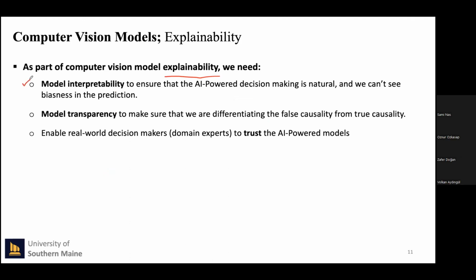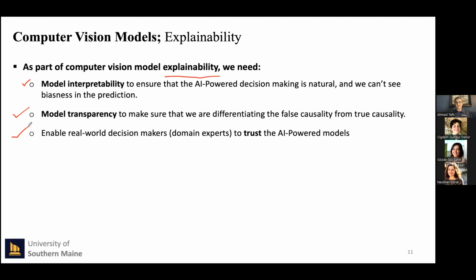One, we call it model interpretability. The other one is model transparency. And the last one is trust in the AI models. With model interpretability, we need to ensure that AI-powered or AI-enabled decision making is actually natural, and that we cannot see bias in the prediction.